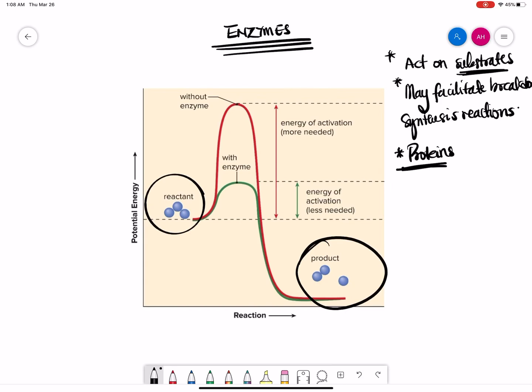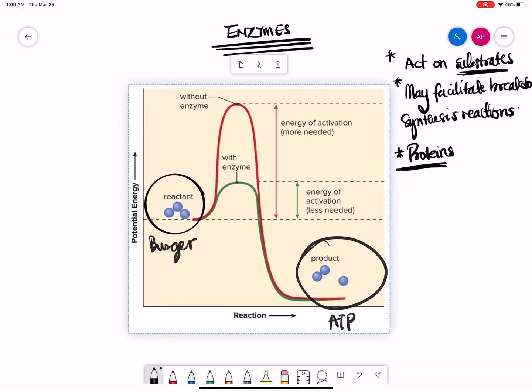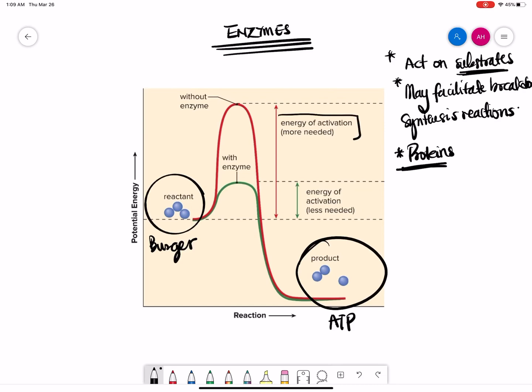For you to go from a burger to ATP, you have to overcome certain hurdles. You have to break down the bread, you have to break down the meat, right? And so for you to do that, you need to overcome certain hurdles. The hurdle you need to overcome is what we call the activation energy. Without an enzyme, the activation energy is really high, and the reactant has to overcome all of this before it can become the product.